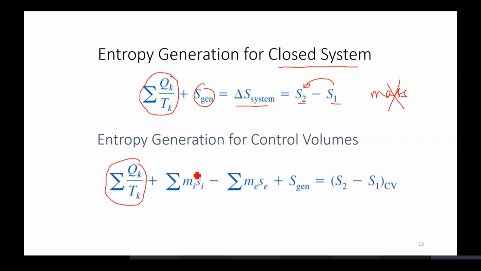Entropy generation for control volumes: again, entropy due to heat, whether it is flowing in or flowing out, the entropy coming in the form of mass through the inlet, having an entropy S1, the entropy at the exit, which is leaving the system, multiplied by the mass leaving the system, plus entropy generation, is equivalent to the change in entropy of the control volume as the control volume moves from state 1 to state 2.